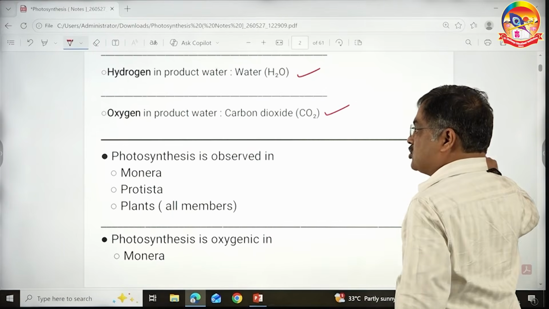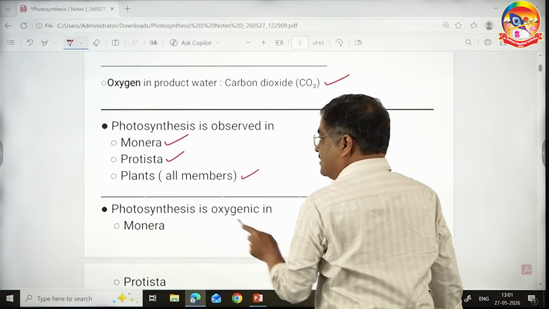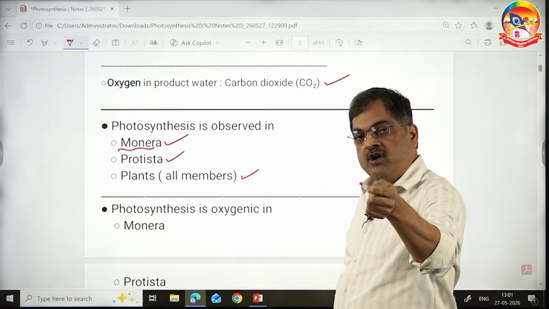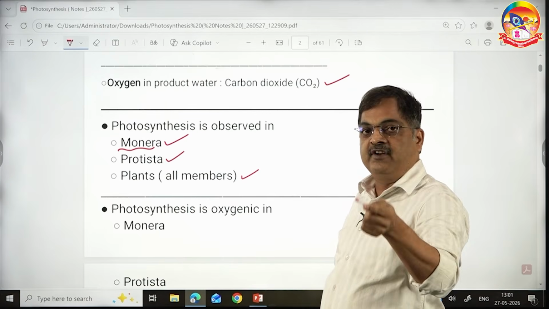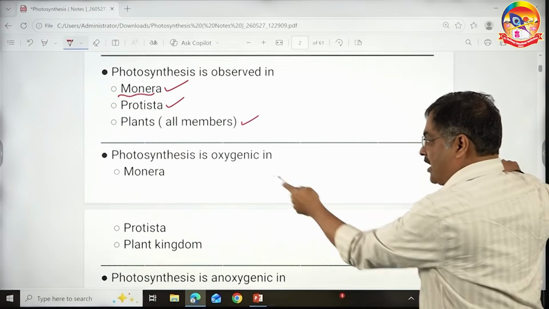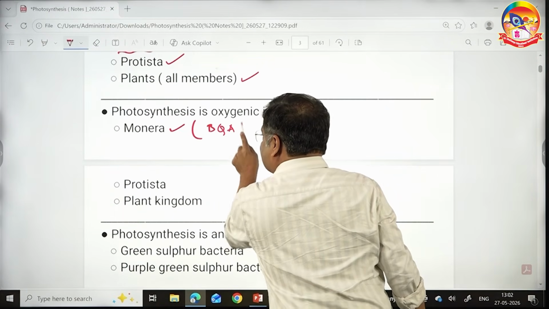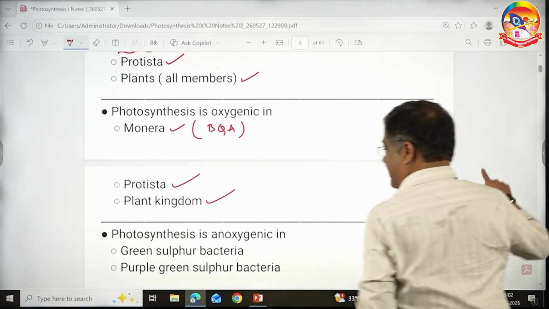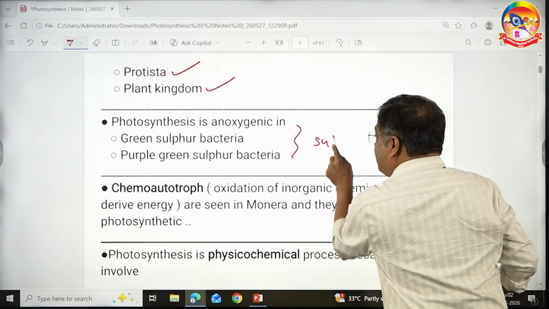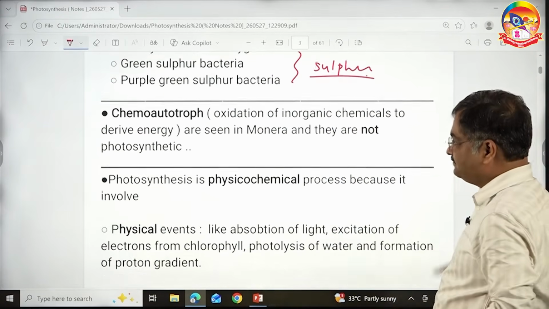Right, where is photosynthesis observed? It is observed in monerans, protistans, and plants. And what about monerans? It shows both oxygenic and anoxygenic. Oxygenic in blue-green algae, whereas in green sulfur and purple sulfur bacteria, it is anoxygenic. That's what I've written. Photosynthesis is oxygenic in monerans, that is blue-green algae is an example for that. In protistans and plants, it is oxygenic. In some bacteria photosynthesis is anoxygenic because sulfur compounds are going to get oxidized. That is the reason it is anoxygenic.